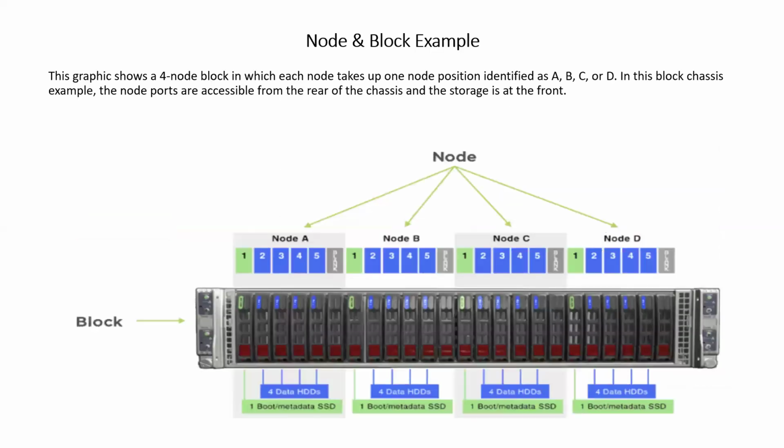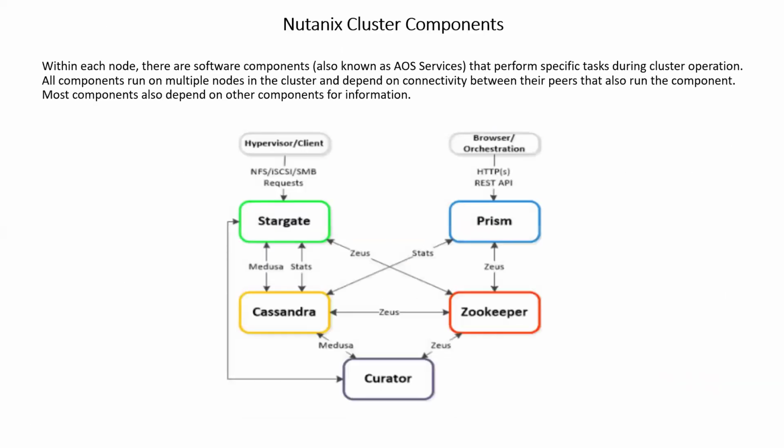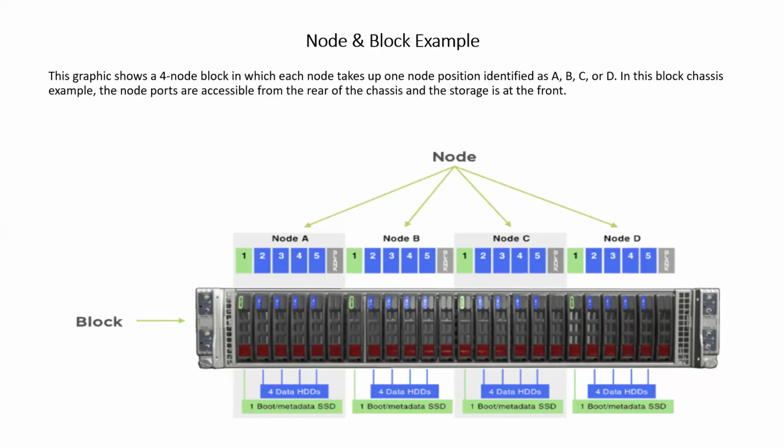So this is the diagram of a four node block. It will have four nodes A, B, C, and D, so it will have a bifurcation. Basically this is just a back panel, the back view of it. On the top, if we see the front view, A will be on the left, the bottom left will be A.